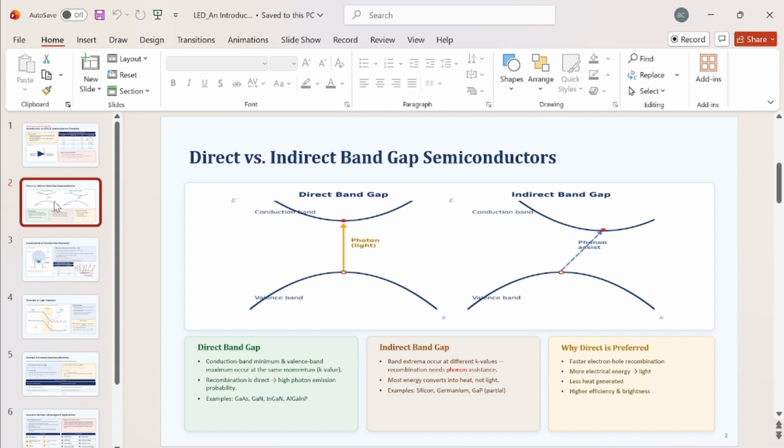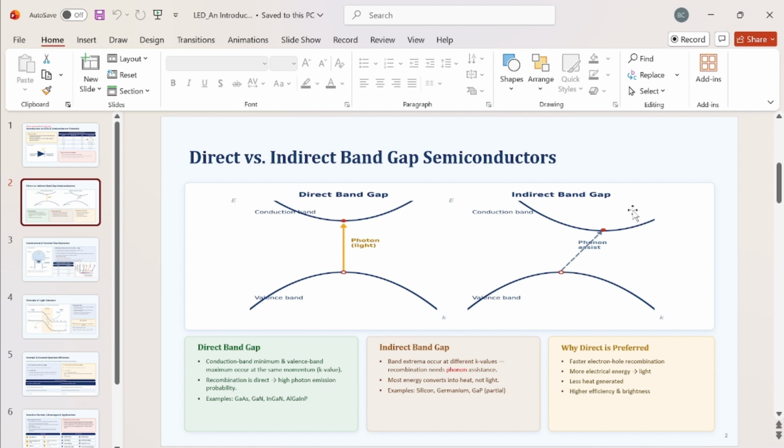Here I have shown the direct band gap and indirect band gap structures of semiconductors. In the direct band gap structure, the conduction band minima, shown here as a red point, lies right on top of the valence band maxima. So at the same k value, or the same momentum value, both the conduction band minima and the valence band maxima lie. If an electron makes a transition from the conduction band to the valence band, all the energy loss of the electron will be emitted as light. So the electron changes its energy only. There is no change in the momentum or the k value of the electron.